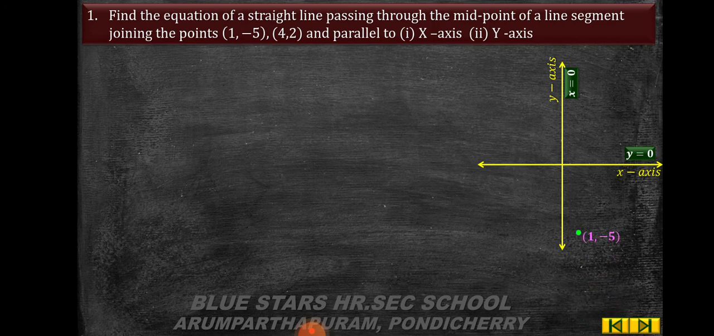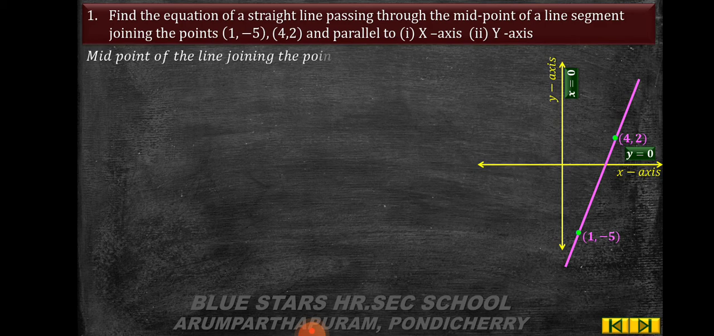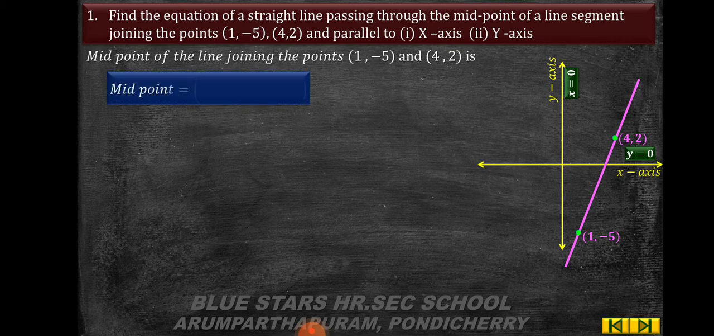So the given point is (1, minus 5) and the other point is (4, 2). Now if you join these two points, you get a straight line. So the midpoint of the line joining the points (1, minus 5) and (4, 2): the midpoint formula is equal to (x1 plus x2 by 2, y1 plus y2 by 2).